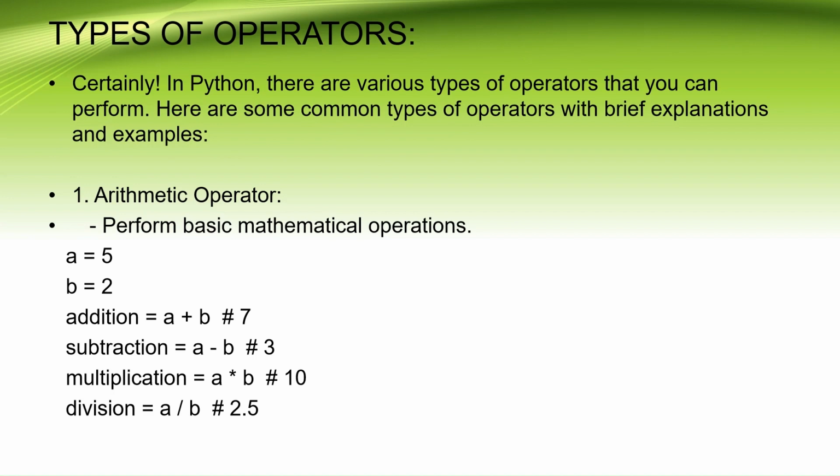Let's see. First one, arithmetic operation. It performs basic mathematical operations like addition, subtraction, multiplication, and division. For example, here we have given a is equal to 5 and b is equal to 2. For addition, we add both the variables a and b and we get the output. And in subtraction, we subtract a number from another number. We get the answer. In the same way, multiplication and division.